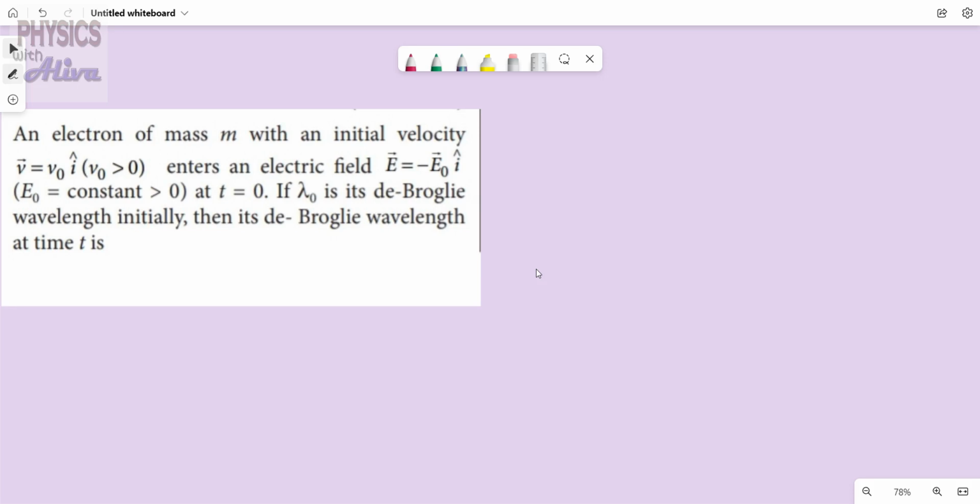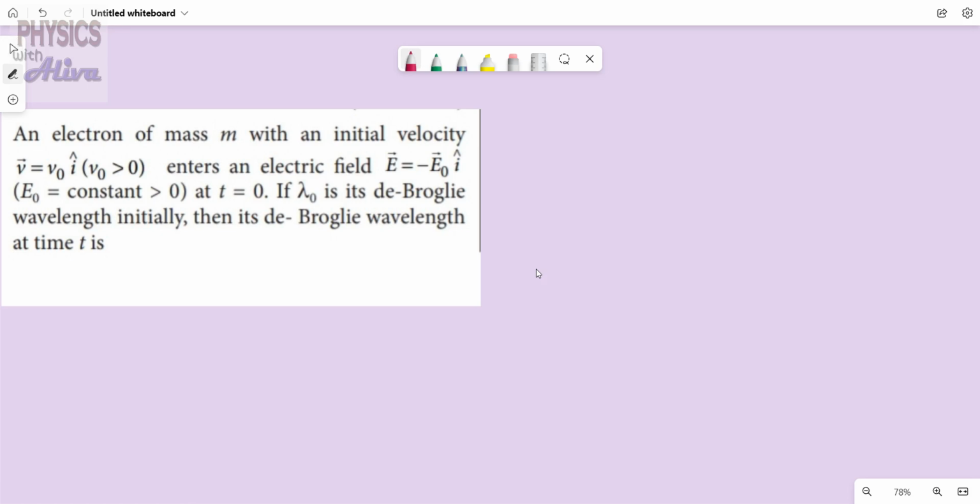Okay, let's start. At first, read the problem. An electron of mass m with an initial velocity v vector equals v0 i cap enters an electric field E vector that is equal to minus E0 i cap at time t equals 0. If lambda naught is its de Broglie wavelength initially, then what is its de Broglie wavelength at time t? We have to calculate the de Broglie wavelength when time is equal to t.